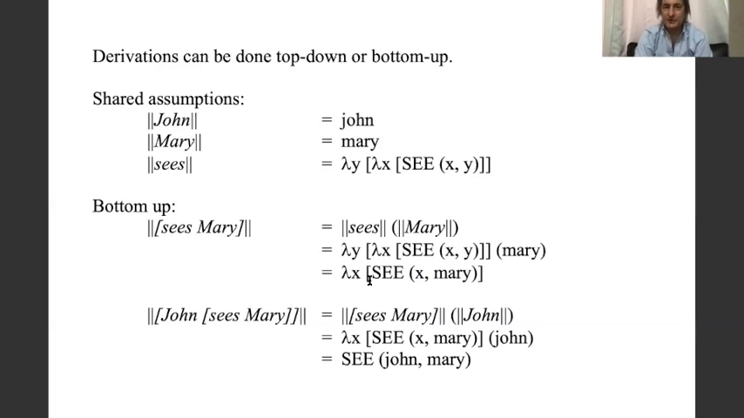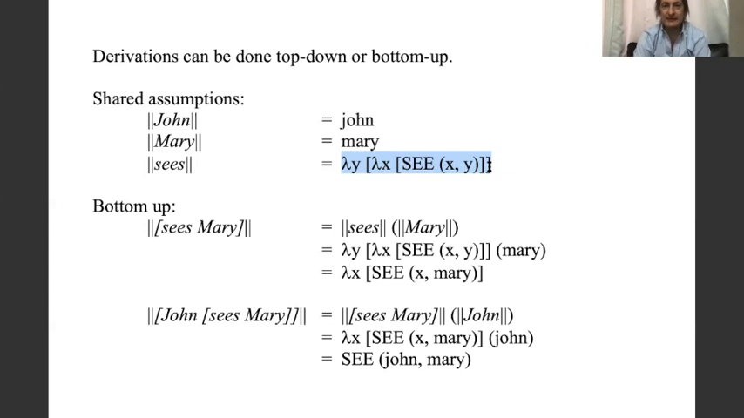Okay, we will show that that gives us the right results by using that meaning in calculating the translation of the sentence, John sees Mary. So we start with the assumptions that the name John translates as John, the name Mary translates as Mary, and then the word sees translates as what we just calculated. It translates as lambda y, lambda x, cxy.